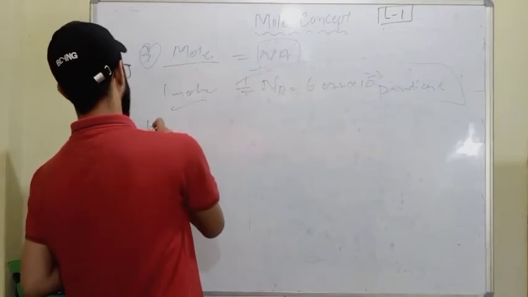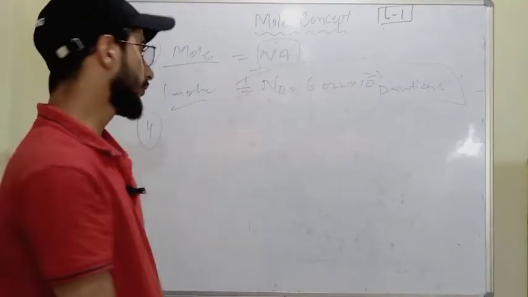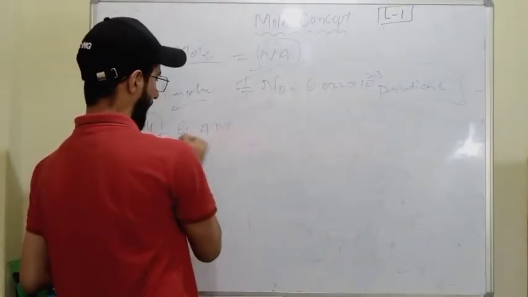So, the fourth definition which we are going to use is the gram atomic mass.